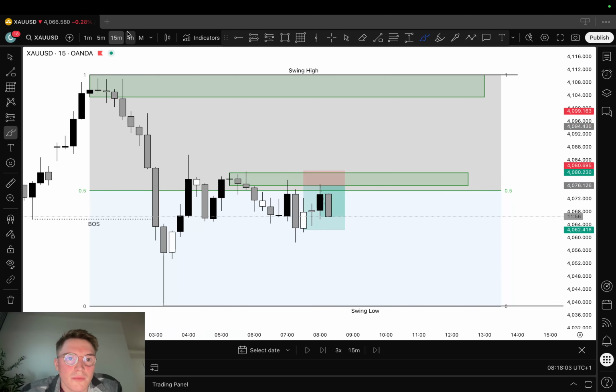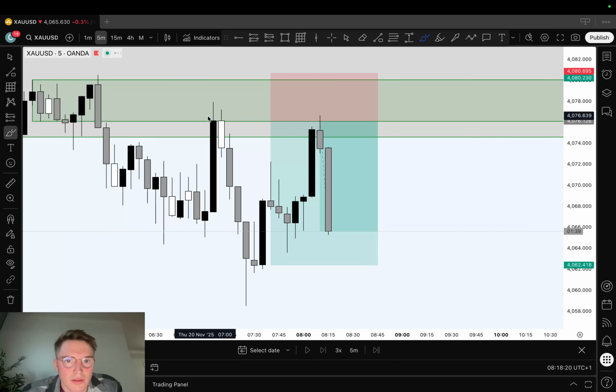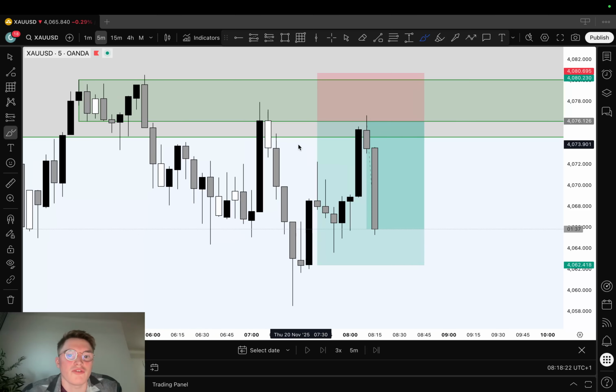So what you do here is 15-minute is your higher time frame, and you're just looking to map out your order blocks and stuff. This is you getting the general picture of how the market's going to move. So this was my order block. We tap into it here. Once you tap into it, you go down to the 5-minute. This is you looking for your entry model.